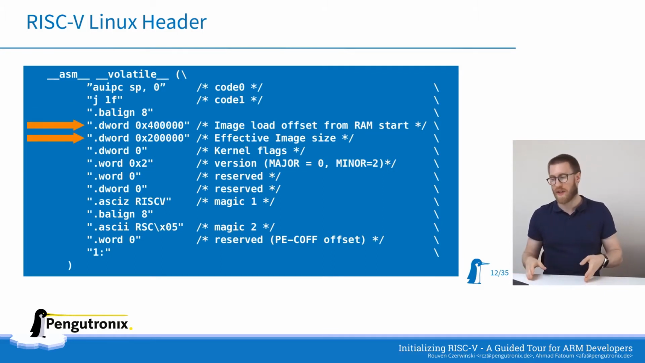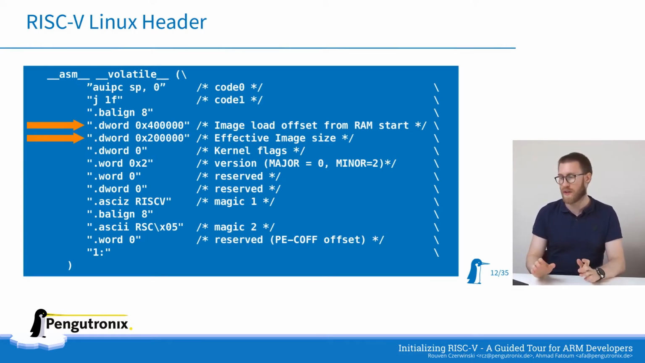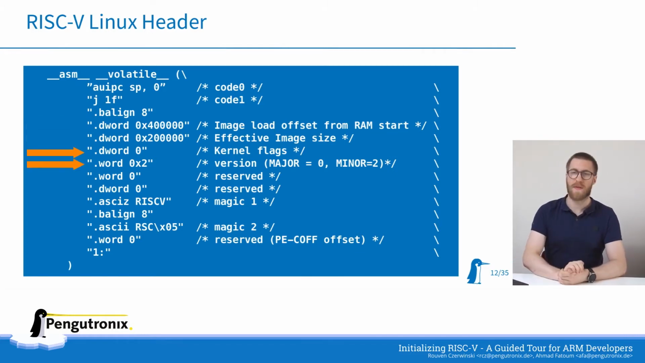Then we have the image load offset. So I was talking about that the header specifies that the text area of the binary has to be loaded at an offset from where it's jumped into. And in this case, this is about 4 megabytes. Then we have the effective image size, which in this case is 2 megabytes. We have a kernel flags value, which is just empty at the moment, and I think it's also empty for the Linux kernel. And we have a version of this RISC-V Linux header, which is defined to be major 0 and minor 2, so 0x2 at the moment.